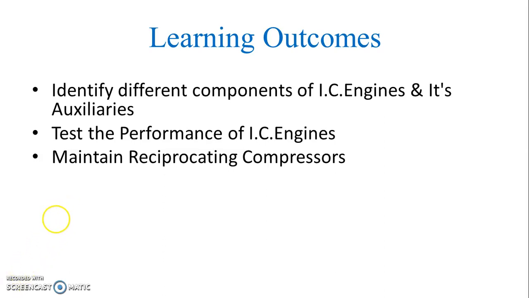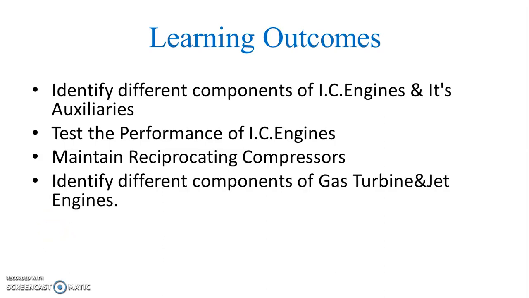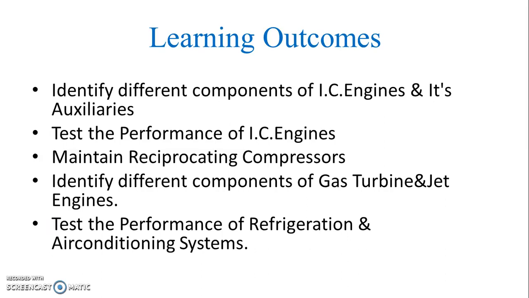Third course outcome: the student will maintain reciprocating air compressors. Then, the student will identify different components of gas turbine and jet engines like turbojet, turboprop and ramjet. And lastly, the student will test the performance of refrigeration and air conditioning systems like domestic refrigerator, water cooler, air conditioning systems like window air conditioning system, and central air conditioning system.